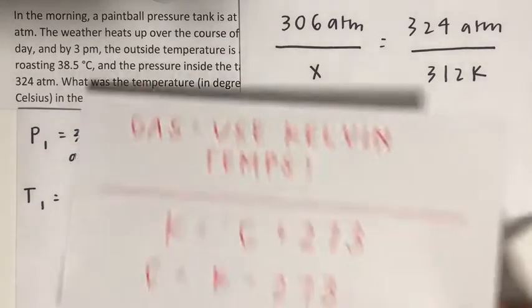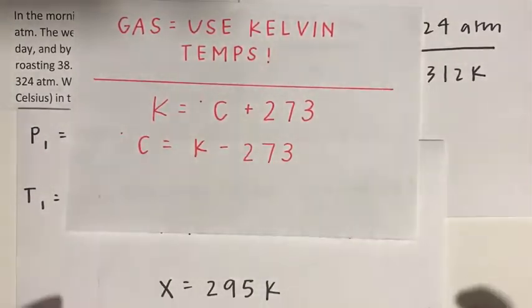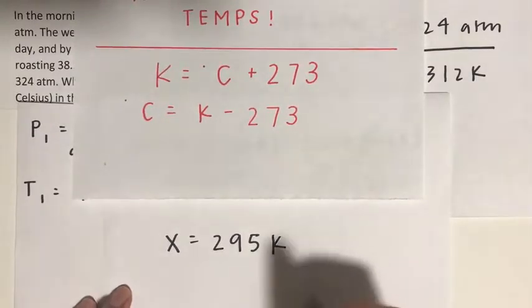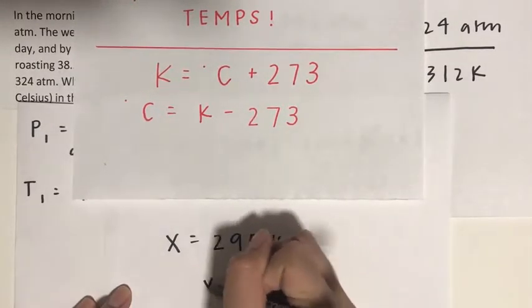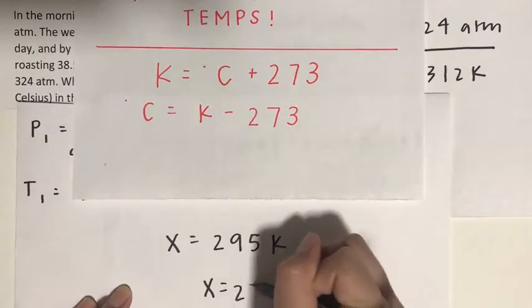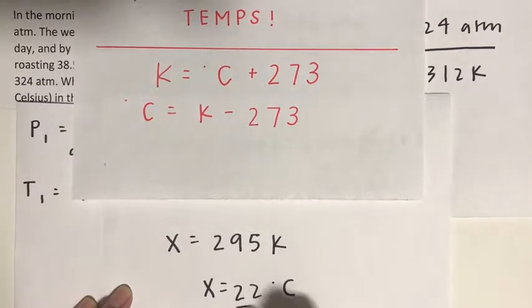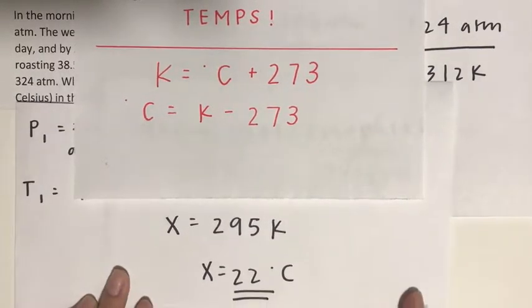Since our answer is in Kelvin, we need to convert back into Celsius just like it asked in the problem. It looks like our initial temperature is 22 degrees Celsius. And there you have it.